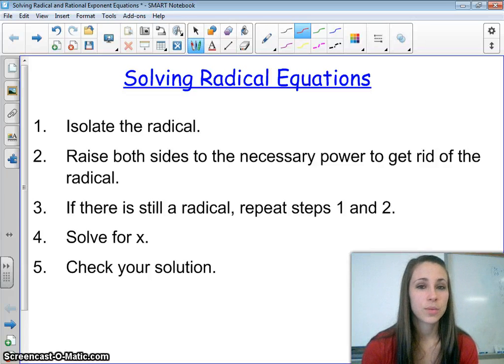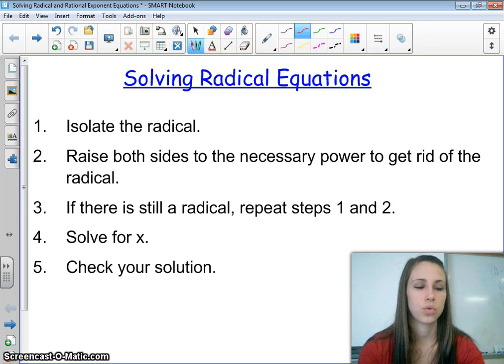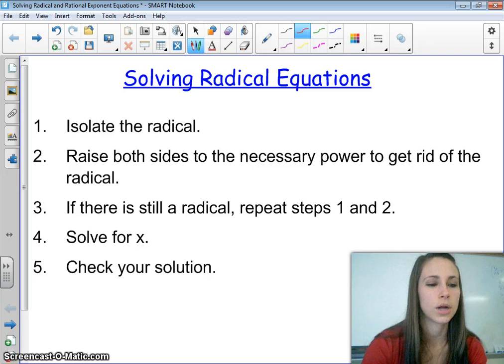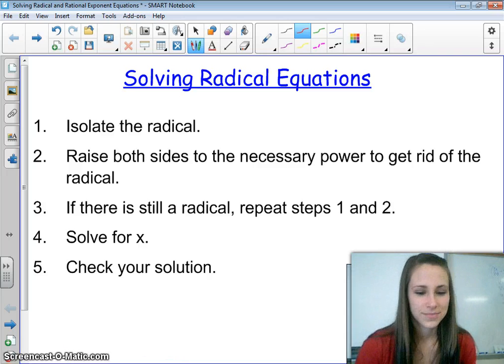Alright, in this video I'm going to teach you guys how to solve radical equations. So these are the steps that you need to go through anytime you solve a radical equation. And I'm going to just talk about them a little bit right now, but they'll make sense more when we get into a problem. So I'm going to first isolate the radical.